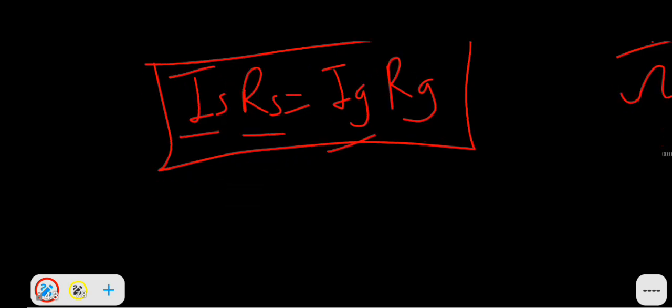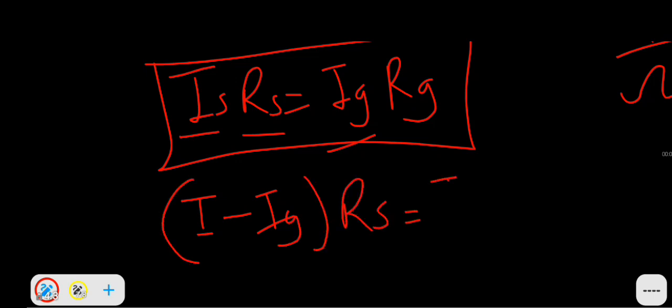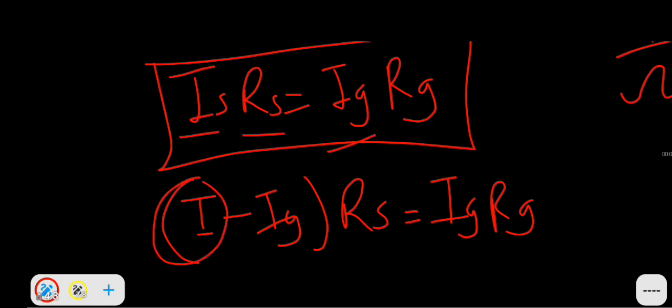You can also write the formula like this: I minus IG. So this I here is the current you are trying to measure, the ammeter current you are trying to measure. But you already see something like full scale deflection of the galvanometer. When you see something like that, that is IG. Just take note of that. And to convert a galvanometer to an ammeter, you connect a low resistance in parallel with it, or you say you connect a shunt resistance.